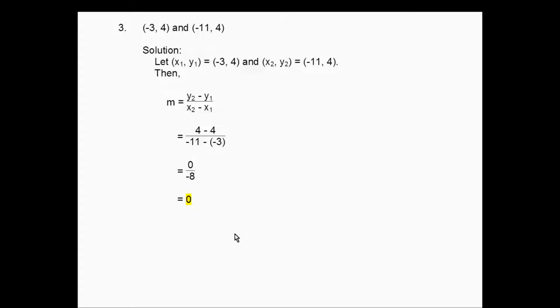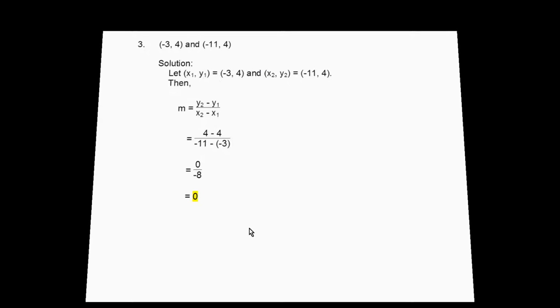This is in fact a horizontal line. If you plotted the points, you would actually see that it is a horizontal line. Again, remember, with slope, always reduce your fractions. 0 in the denominator means slope does not exist. 0 in the numerator means slope is 0.